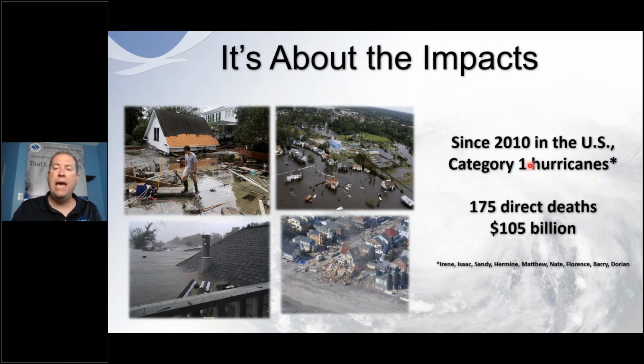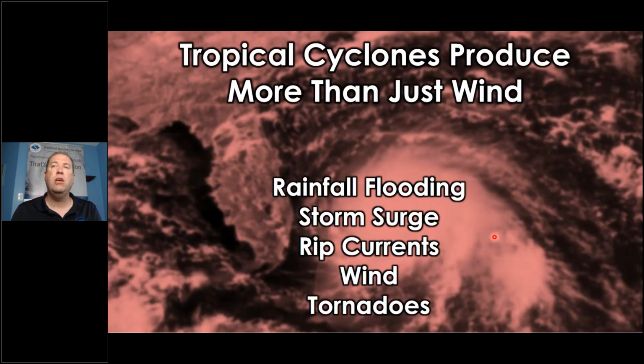And since 2010, we've had a lot of Category 1 hurricanes, and unfortunately, they've resulted in 175 direct deaths and over $100 billion in damage. Just Category 1s. So again, when you see these pictures, remind yourself that you can have bad damage, as we saw with Florence, from something that is on the lower end of a wind-only scale. So when we talk hurricanes, I know everybody's drawn toward how strong is it wind-wise. Please focus on these other aspects. I put them all on there for you: rainfall, storm surge, rip currents, wind, and tornadoes.